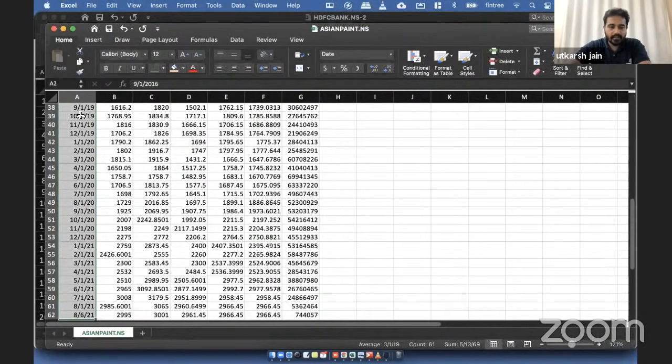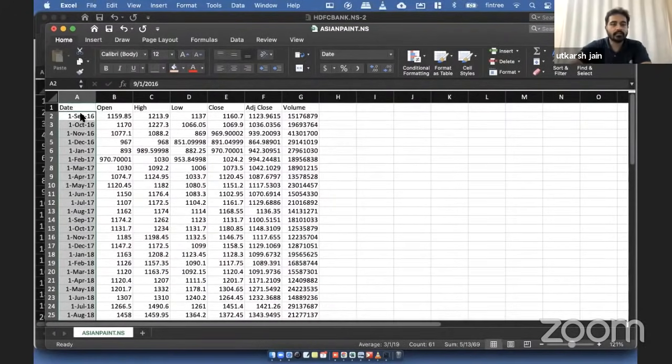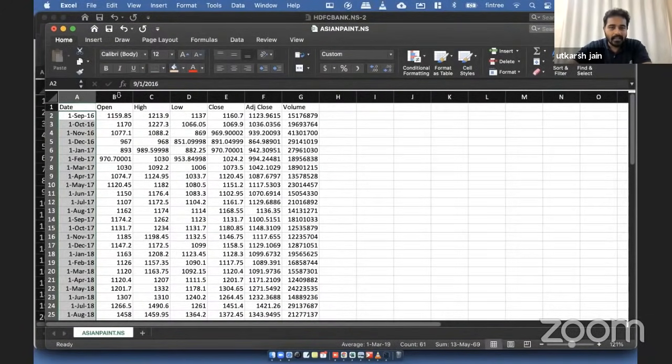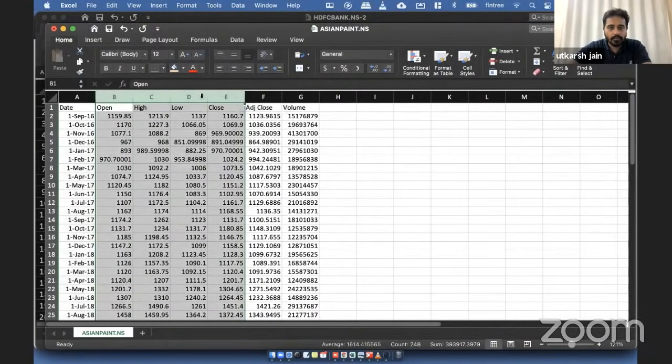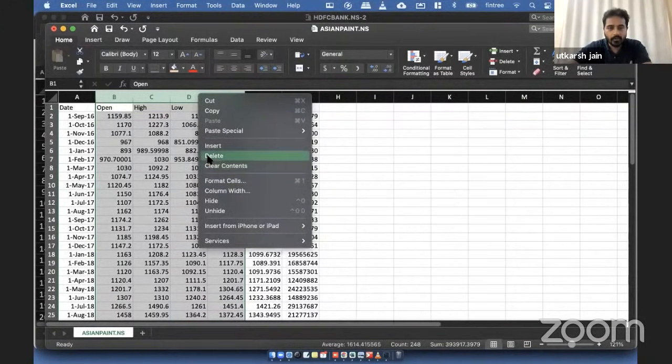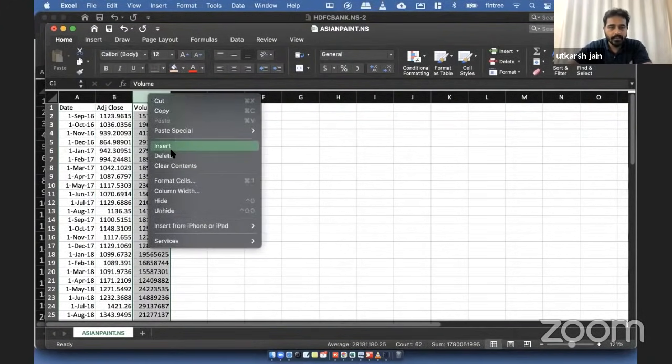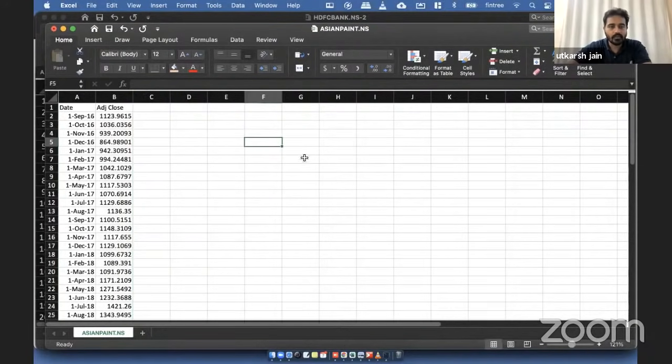So we have the same set of data for Asian Paints here. I'm changing the formatting of the date. I'm hitting Control, Shift, and hash, so it looks a little better. And I'm going to get rid of these columns. We don't need this. We don't need the volume. What we need is just the dates and the stock price.